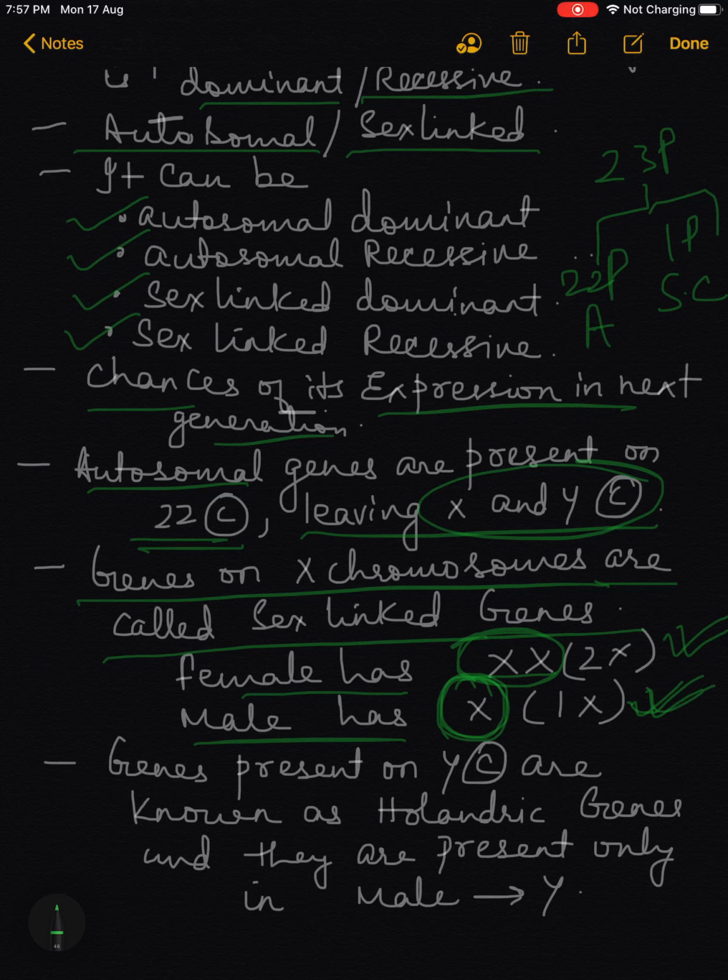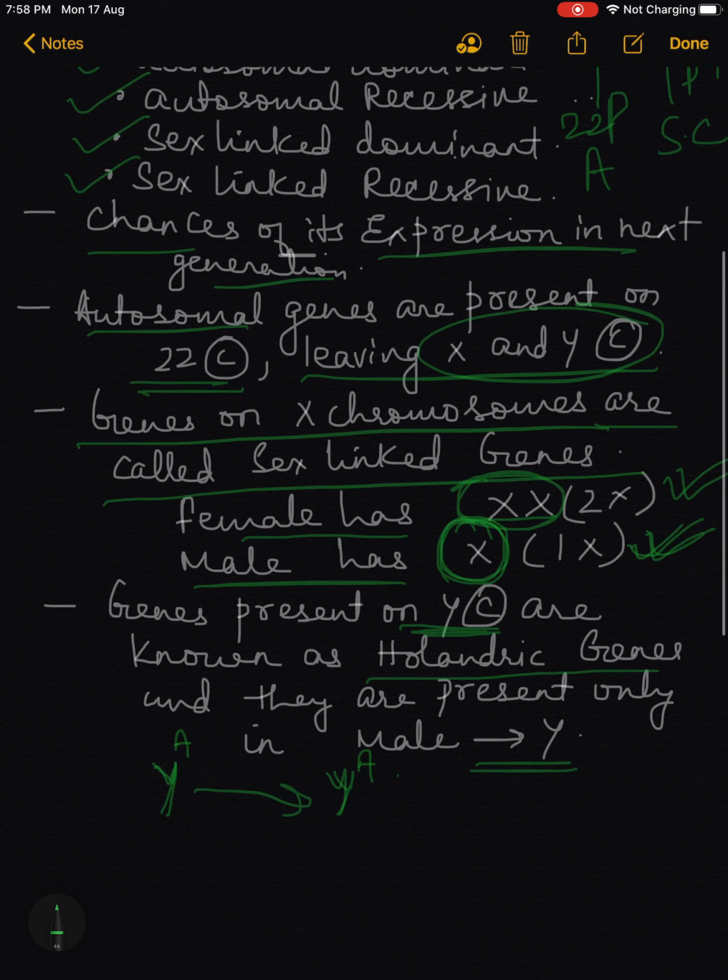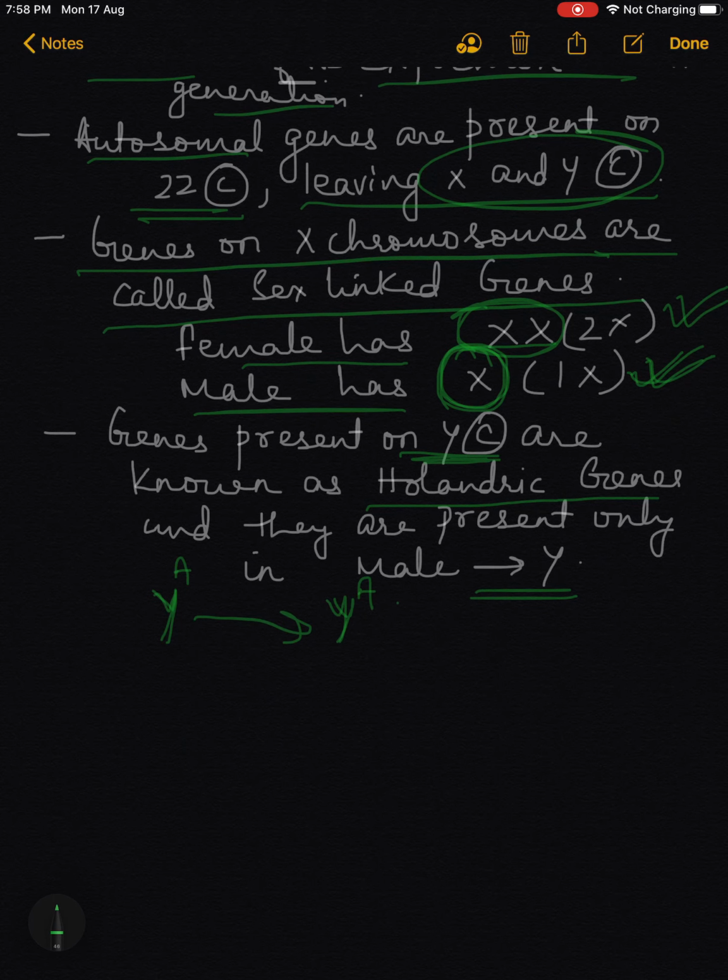Why? Because the genes present on the Y chromosome are known as Holandric genes, and they are present only in males. So suppose there is a gene present on the Y chromosome, then only the father will transfer this to the son, right? Because the father gives the Y chromosome to the son. So understood. I hope this is clear to all of you.